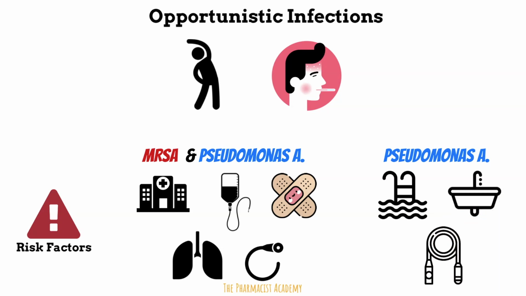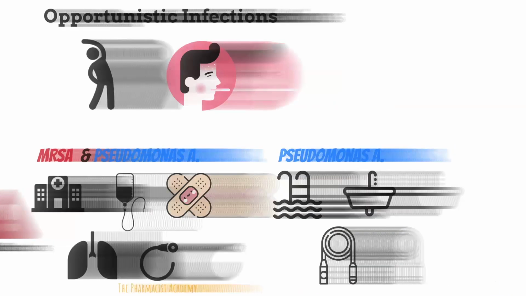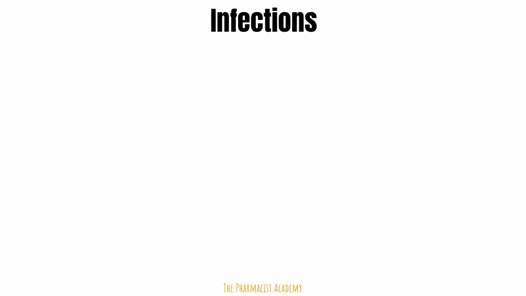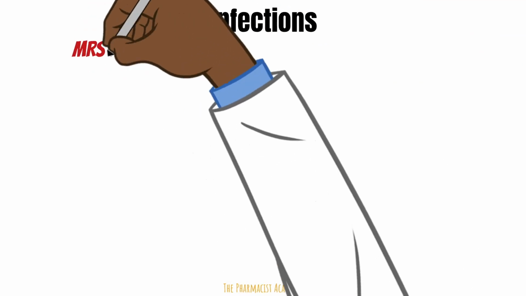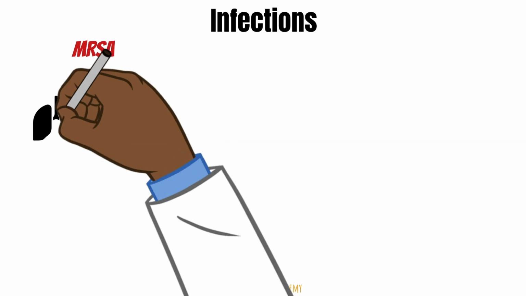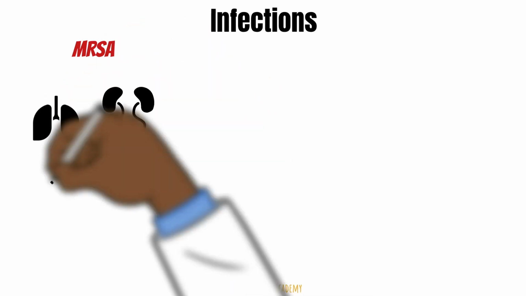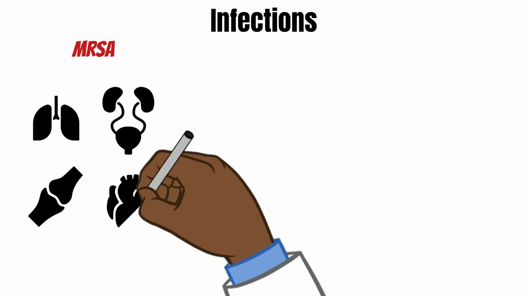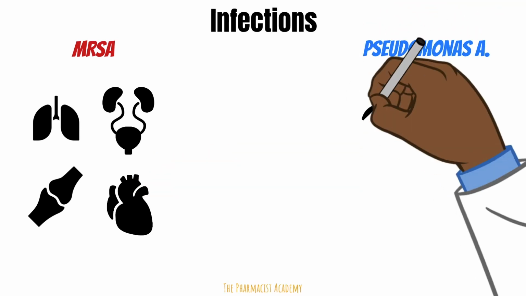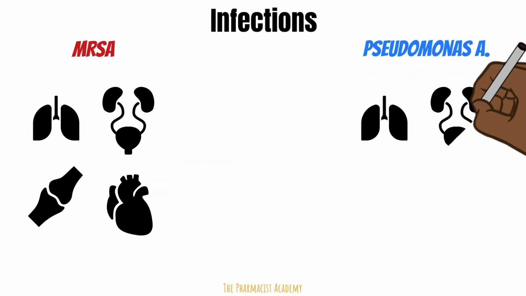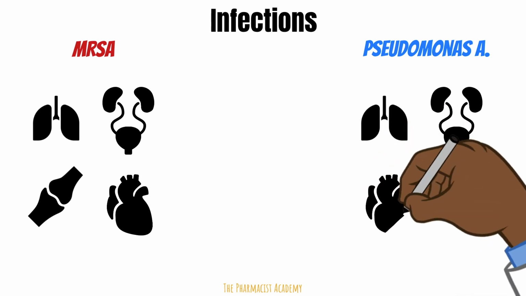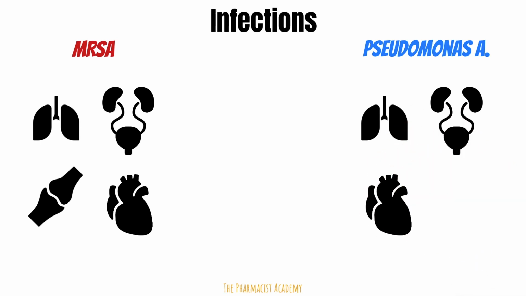So knowing these risk factors, if a patient unfortunately develops an infection with these bacteria, for MRSA specifically, it will most likely be infections such as pneumonia, UTI, osteomyelitis, and endocarditis. And for Pseudomonas, it could be pneumonia, UTI, bacteremia, and endocarditis. Of course, in ID, we treat based on the microorganism. Regardless of where the infection is, what's important is to identify that it's either MRSA or Pseudomonas so that treatment can begin.